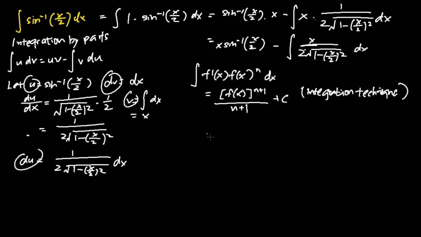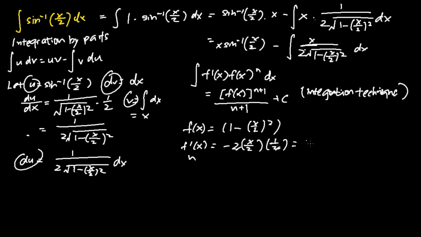In order to apply the integration technique, I first need to identify what is my f(x), my n, and my f prime x. So first things first, my f(x) is basically just 1 minus x over 2 squared. And to find my f prime x, I differentiate f(x). I get the following, which is negative 2 times x over 2. Differentiating x over 2, I get just half. And this is basically just equal to negative x over 2. My n is negative half.